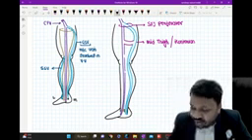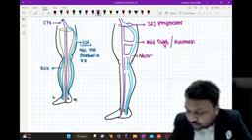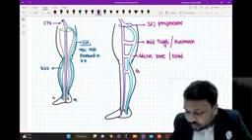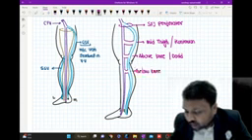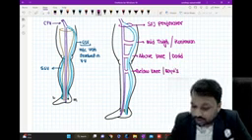Another one is below the level of the knee. Now this above knee perforator is what we call the Dodd perforator, and the below knee perforator is what we call the Boyd's perforator.